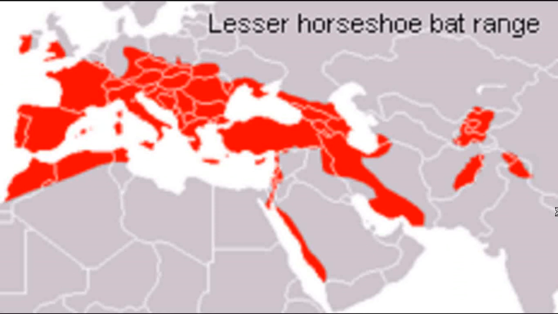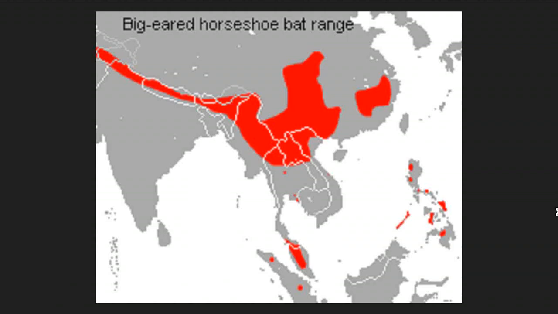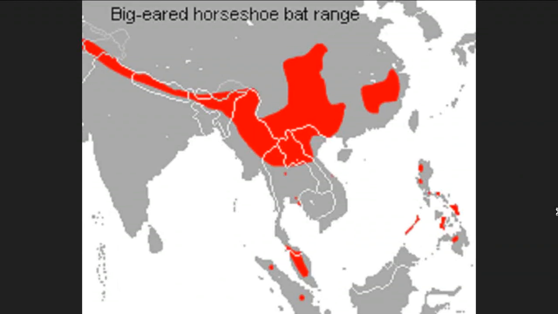Okay. This is the big-eared horseshoe bat, probably because it has big ears distinctively. And this is a map showing its range. And somewhere along here, your mission, should you choose to accept it, is you have to find out where Wuhan is.